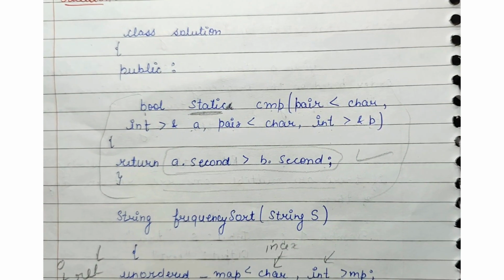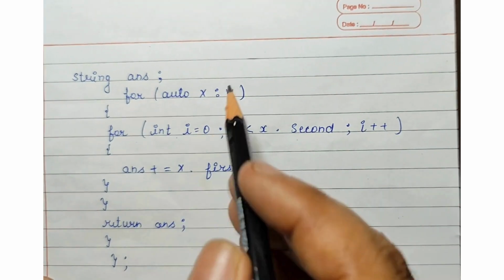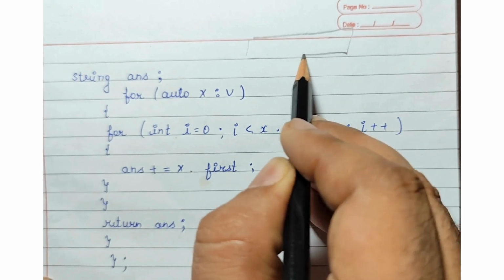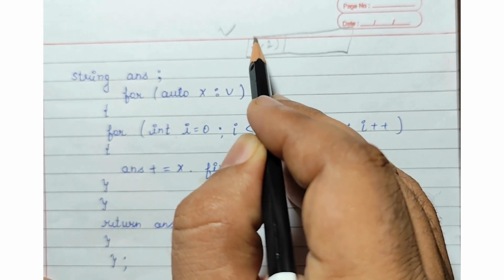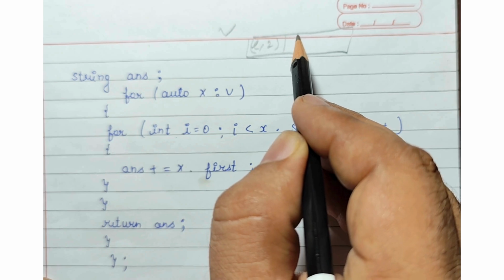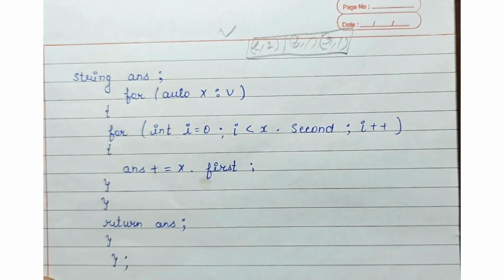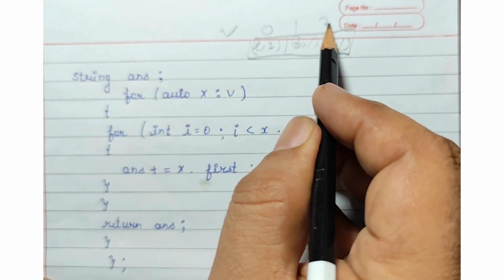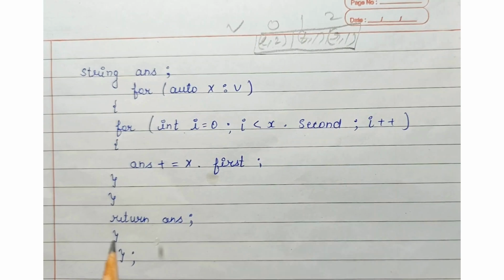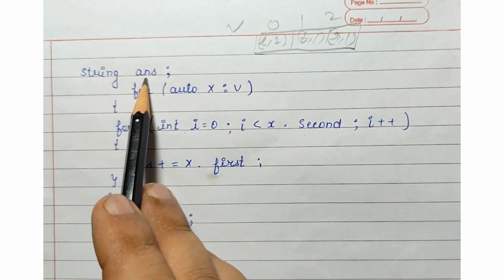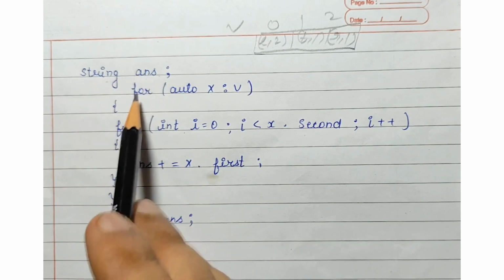Now after sorting, what do I do? After performing the sort operation, the elements are stored in the vector in this way: first E in the form of pair, then T, then R. Now I create a resultant string. This ans is a string because I have to return the string.